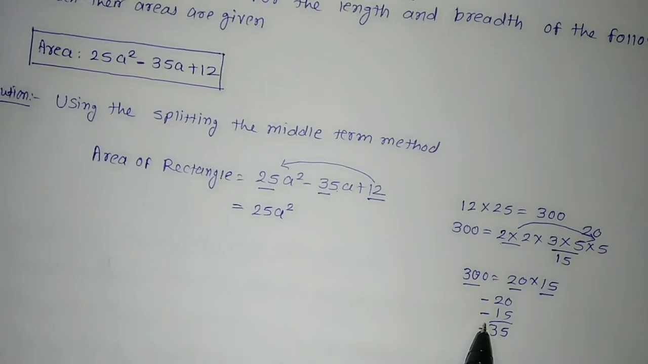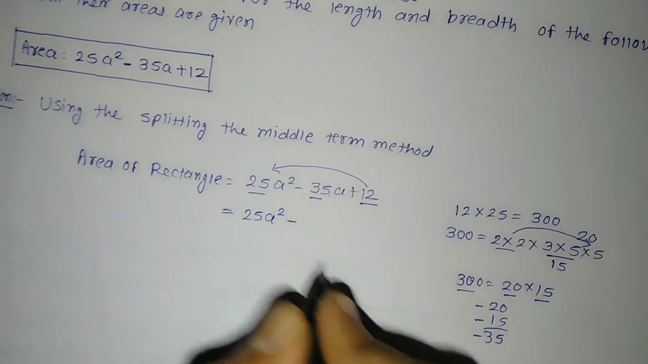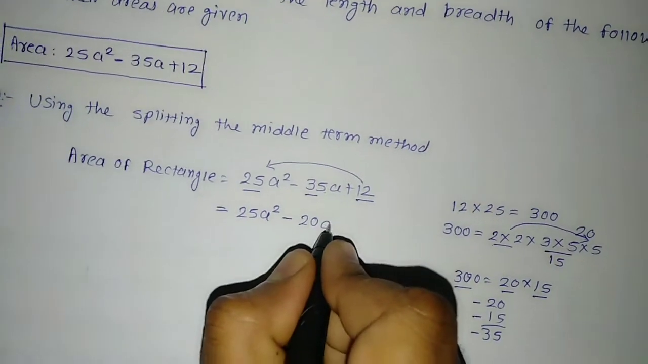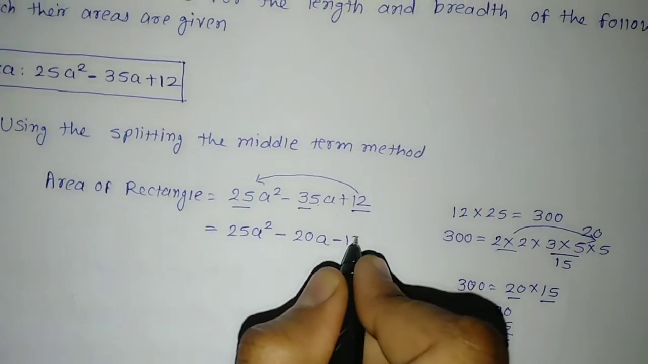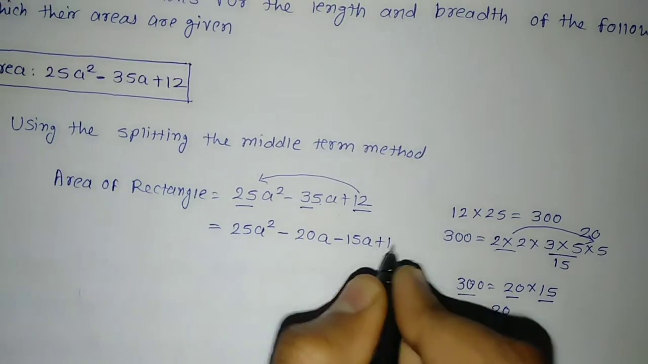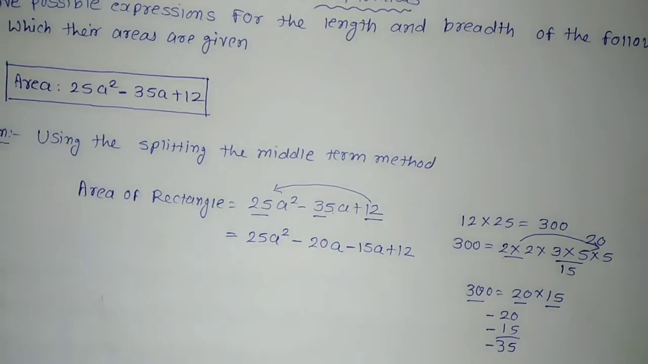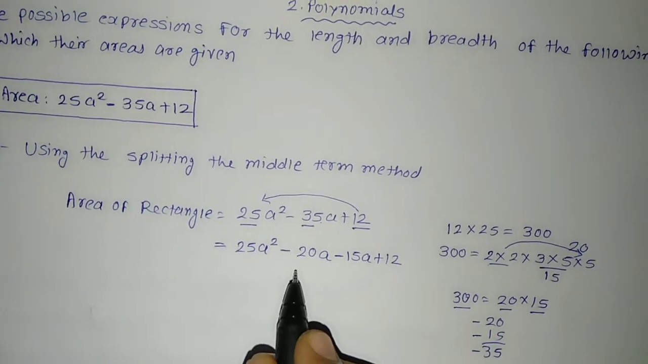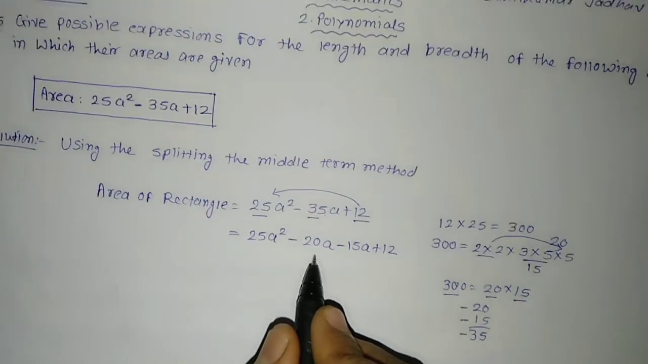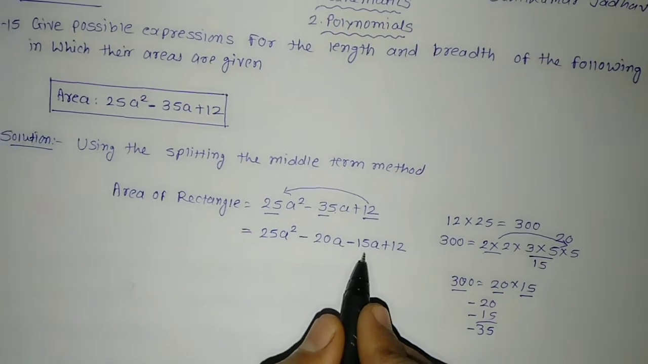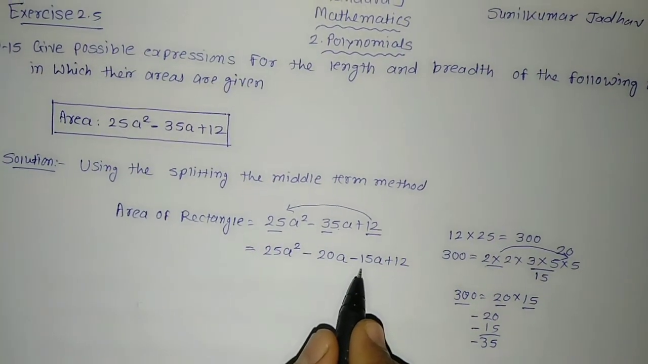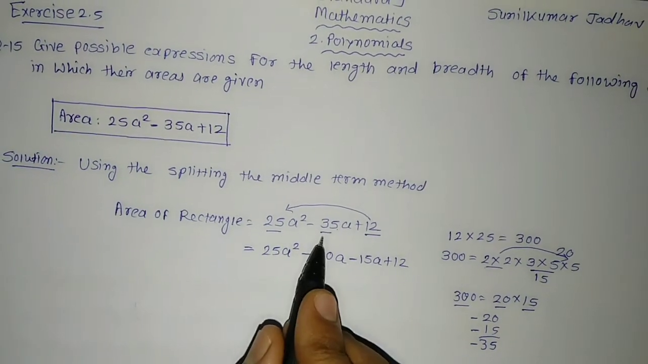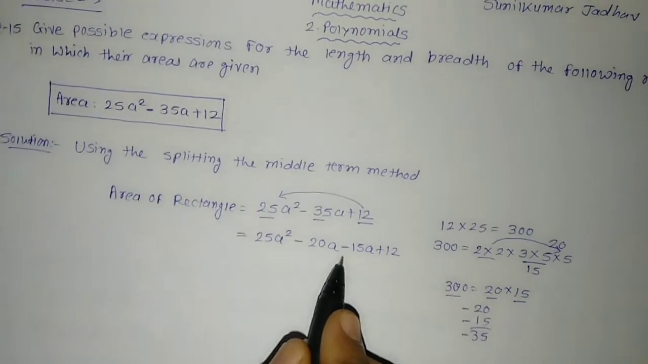As we want to keep the minus sign, I'll keep it here: minus 20a minus 15a plus 12. I hope you understood. By this way you can understand that the addition of these two terms, minus 20a and minus 15a, 20 and 15 with the same sign, so we'll do the addition, that is 35, and we'll keep the same sign, that is minus.